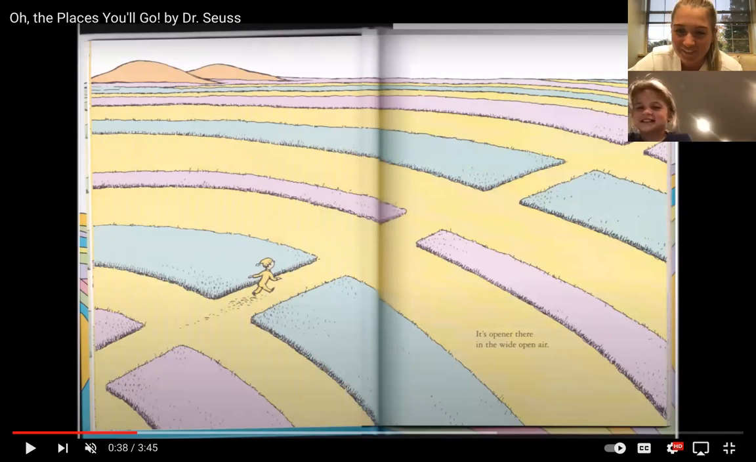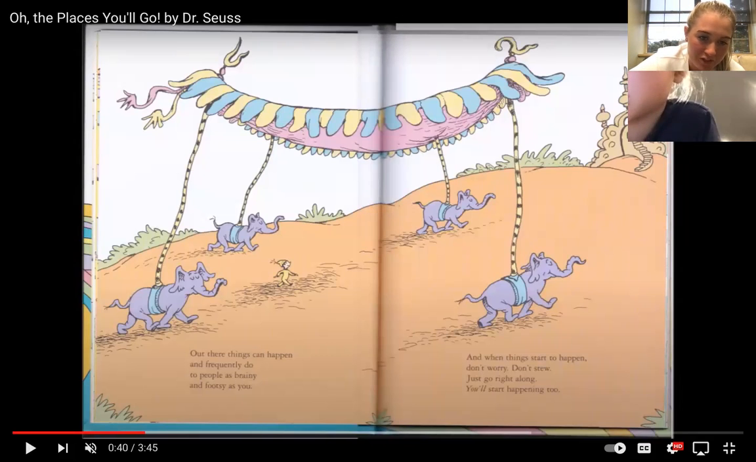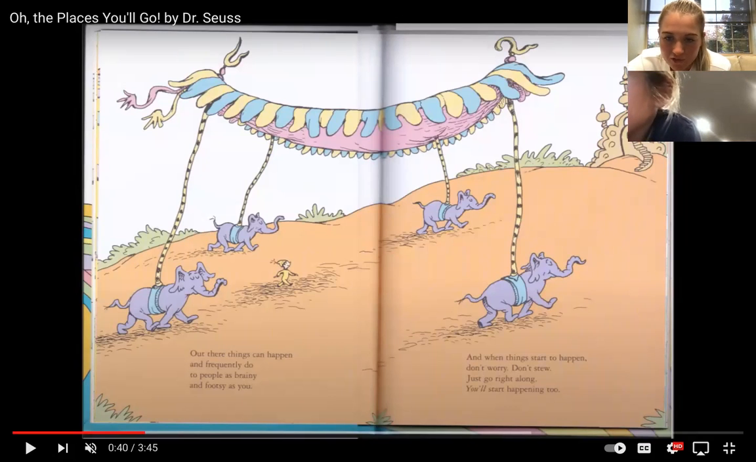It's opener out there in the wide open air. Out there things can happen and frequently do to people as brainy and footsy as you. And when things start to happen, don't worry, don't stew. Just go right along. You'll start happening too.